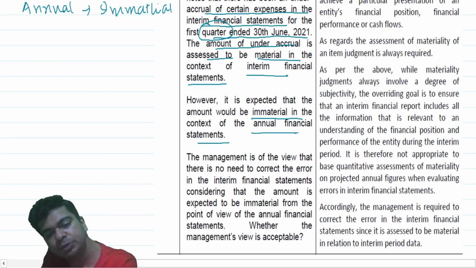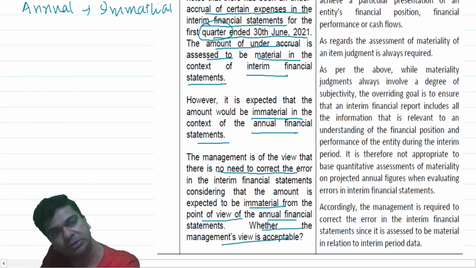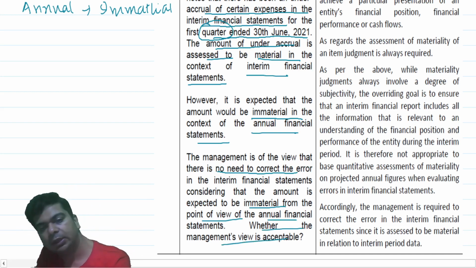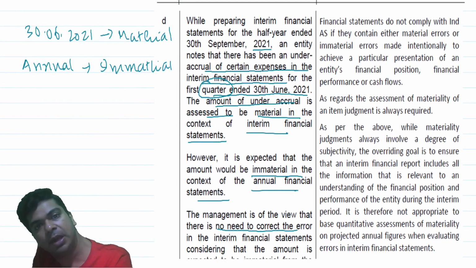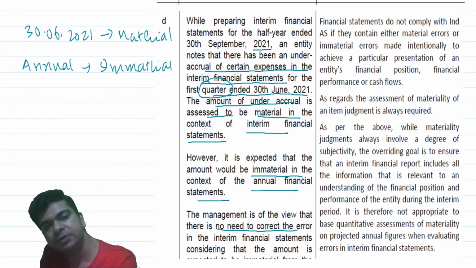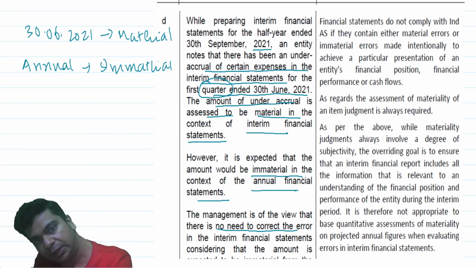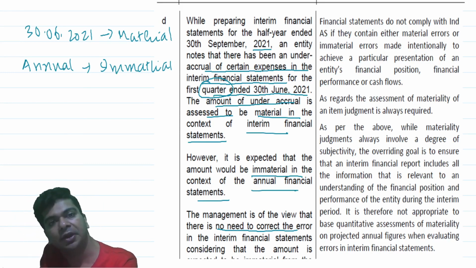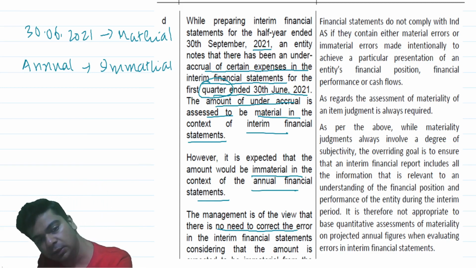They say management is of the view that there is no need to correct the error in the interim financial statements, considering that the amount is expected to be immaterial from the point of view of the annual financial statements. Whether the management's view is acceptable. They are saying that whatever under accrual has happened, we can ignore that, because ultimately when we will prepare the full year accounting statements, that very item is going to become immaterial. Should we give a correction in our quarterly, the quarterly interim financial report, or we take a view that annually it is going to be immaterial?